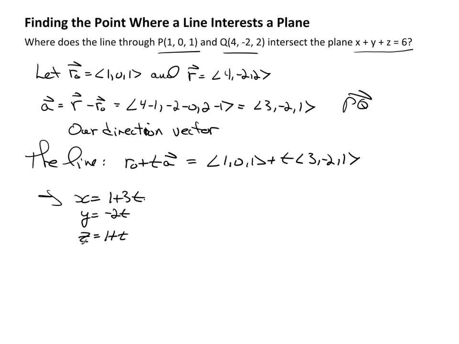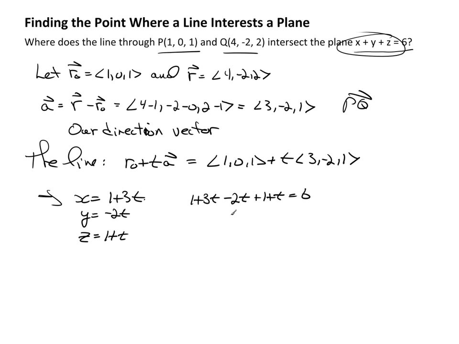Now this is x, y, and z. It's the same x, y, z that's in my plane. So if I substitute these into the equation for the plane, I will get 1 plus 3t, 3t minus 2t plus 1 plus t is equal to 6.